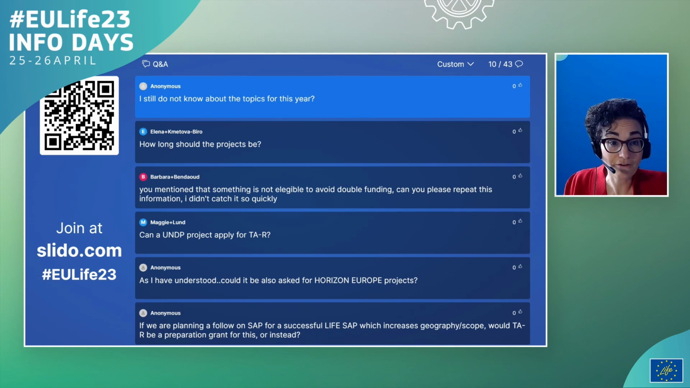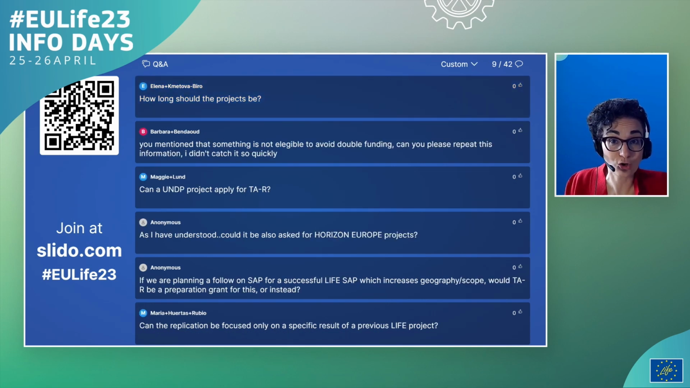And if you are referring to all the other calls, the calls are published. So you know the topics. If you check the calls, the only one that is not published yet is the one on clean energy transition, but nevertheless, you will have a lot of information in the session tomorrow. And there will be a session on the different sub-programs. So if you have not understood the topics that are presented in the call documents, please join the sub-program session tomorrow and you will understand them better.